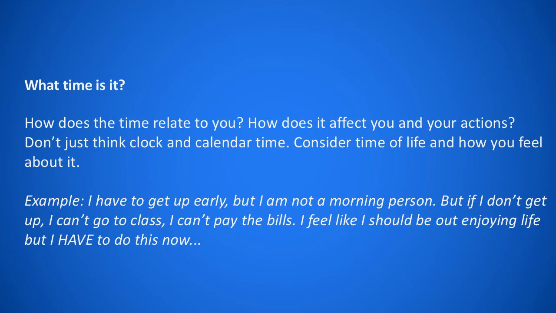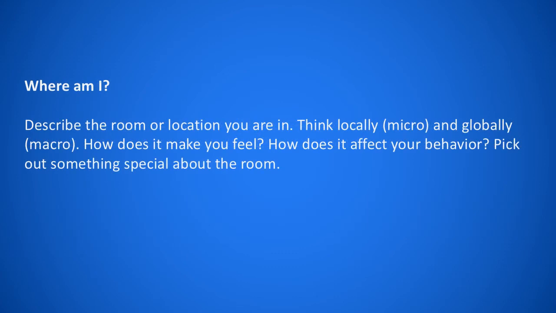Okay. Next, where am I? Describe the room or location you are in. Think locally, micro, and globally, macro. How does it make you feel? How does it affect your behavior? Pick out something special about the room. All right. Get specific.